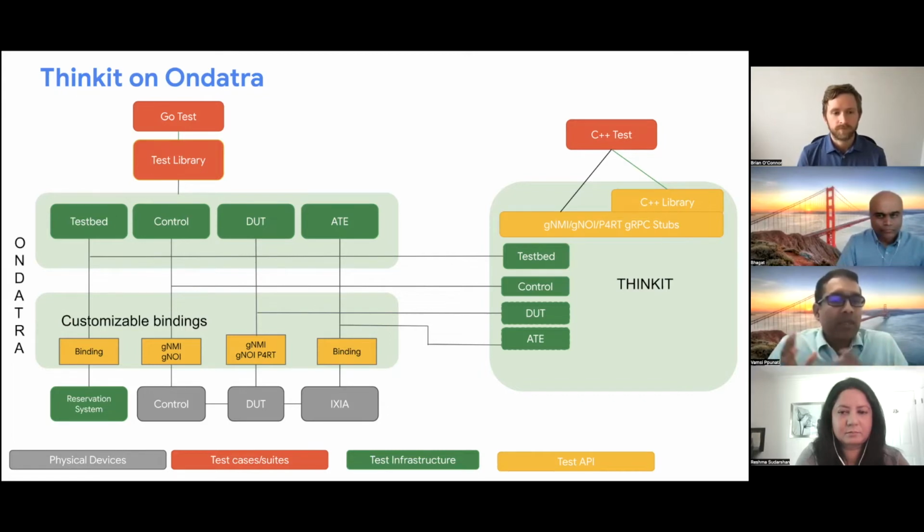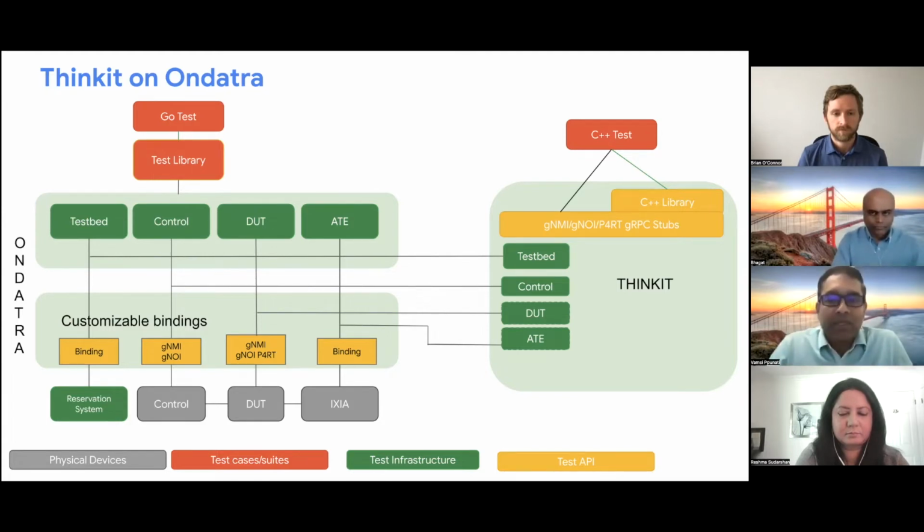In some cases, the test infrastructure talks to the switches directly. In some cases, they go through a proxy. So all the custom logic should be put into the binding support. And ThinkIt APIs would talk to OnData, and OnData in turn talks to the device, right?